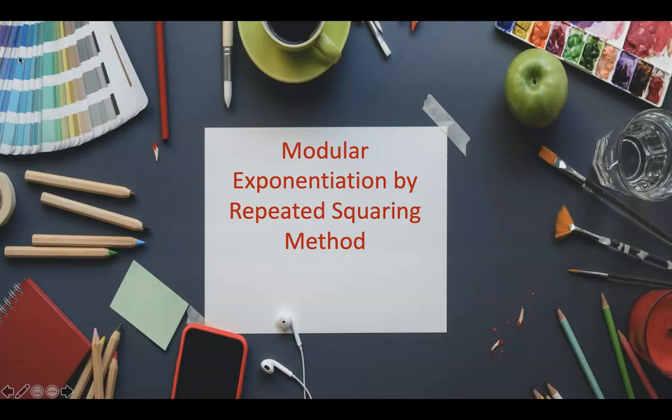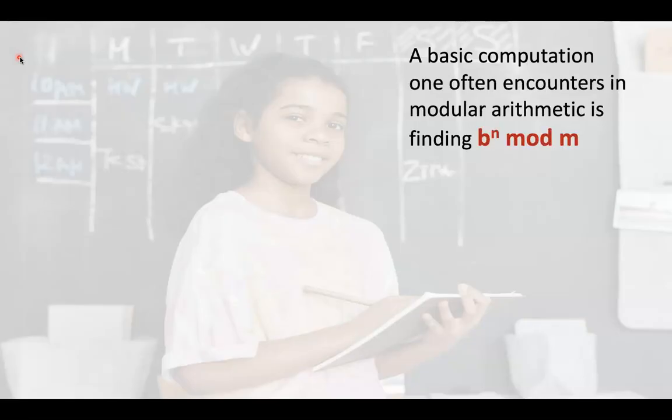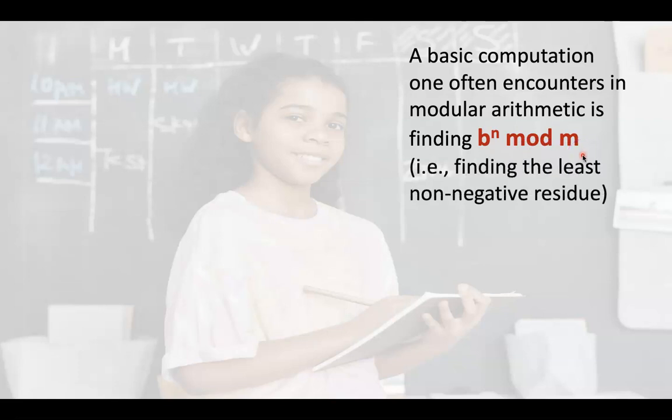Today, let us discuss the modular exponentiation by repeated squaring method. A basic computation problem we often encounter in modular arithmetic is finding the nth power of a given number b modulo m, that is, finding the least non-negative residue of b raised to n when both m and n are very large.